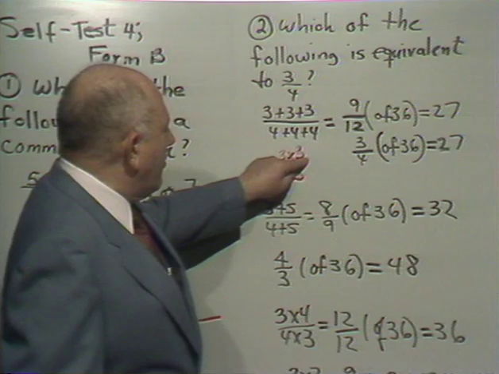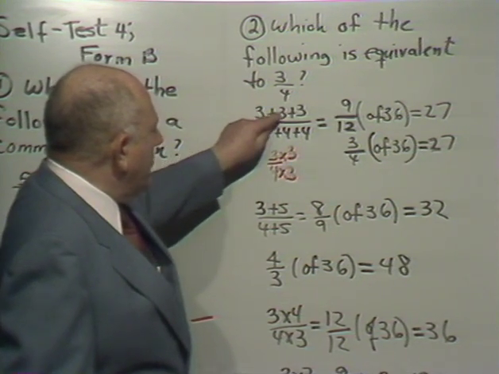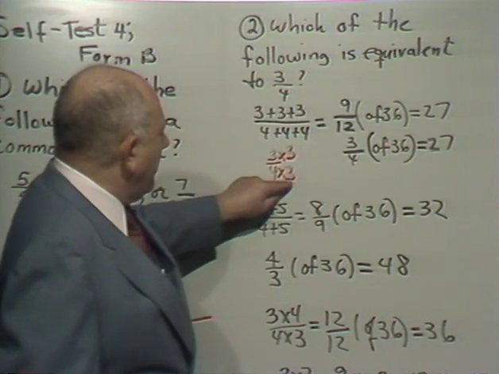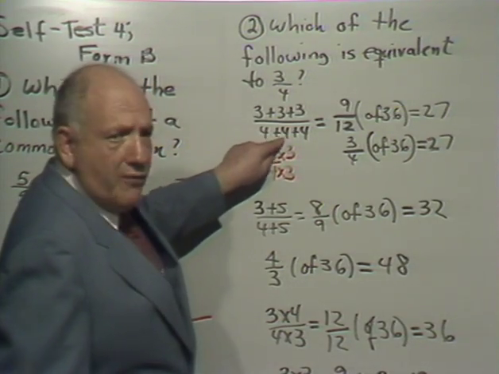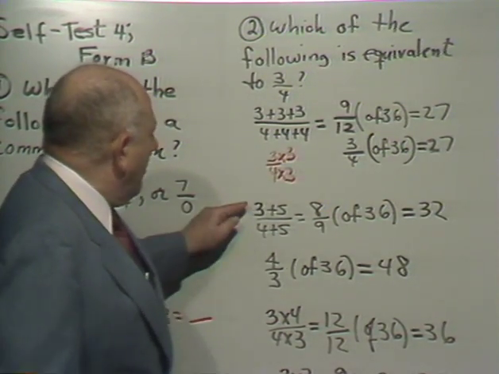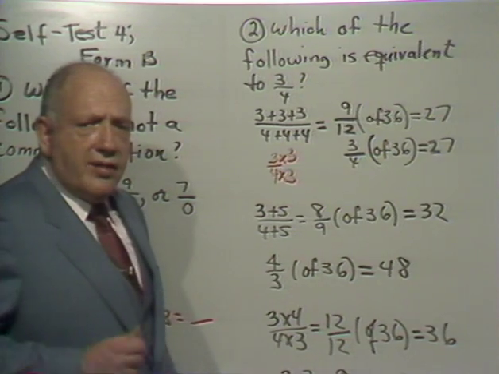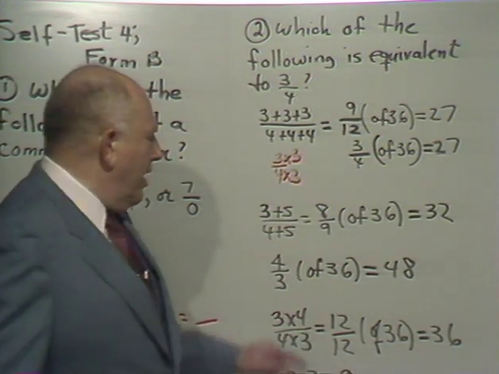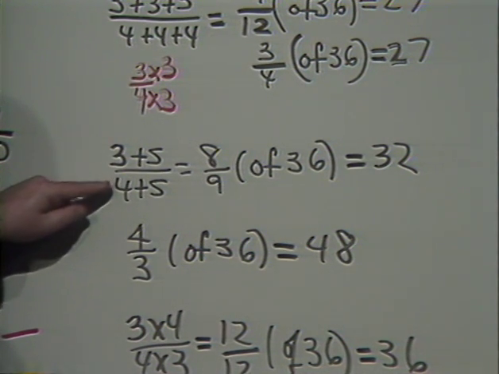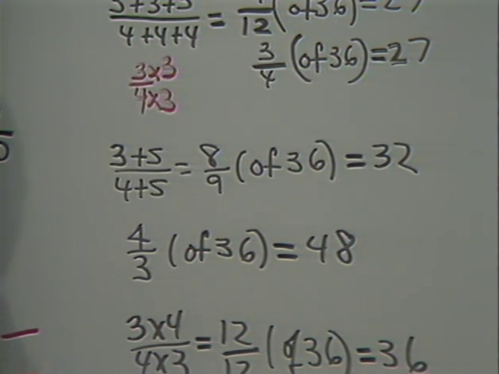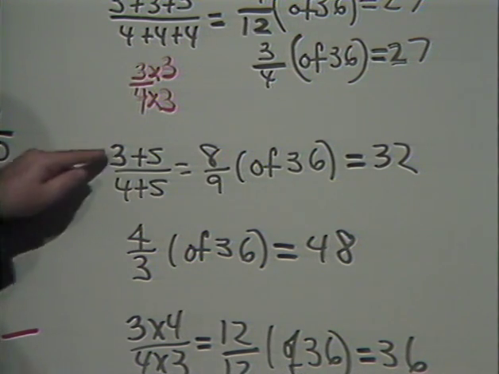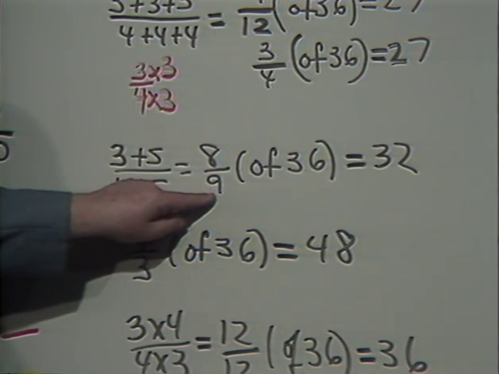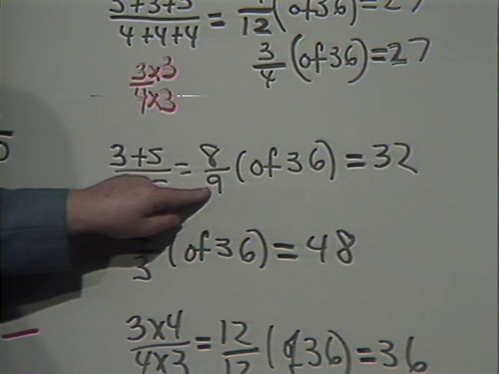Notice that 3 times 3, which is 9, means 3 plus 3 plus 3, and 4 times 3 means 4 plus 4 plus 4. Now, the second choice I give you is to show you that you have to do more than just do the same thing to numerator and denominator. You see, in the second choice, I start with 3/4 and add 5 to both the numerator and the denominator. 3 plus 5 is 8. 4 plus 5 is 9. Is 8/9 the same as 3/4?